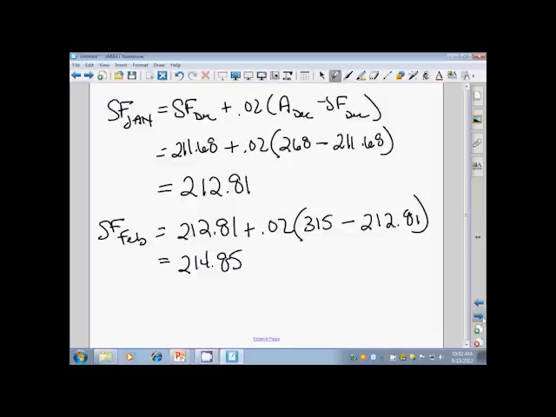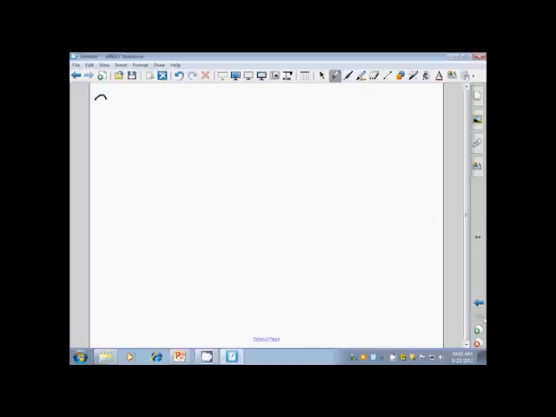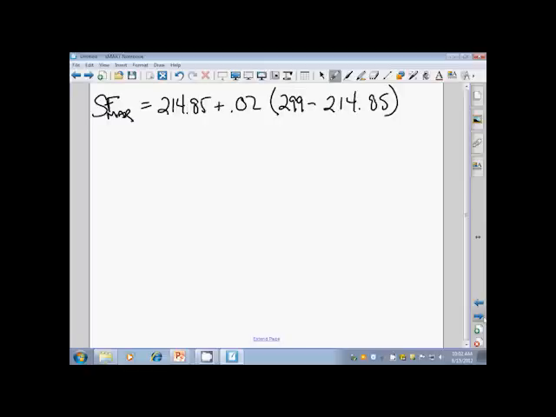I can go on and find the smooth forecast for March by plugging in the numbers for February. So I'm going to just move this because of space to the next page and find my smooth forecast for March. That's going to be my smooth forecast from February, 214.85, plus my alpha, 0.02, times the actual from February. That back on our slide was 299. Subtract from that our smooth forecast from February, which was 214.85. Again, if I work it backwards on my calculator, 299 minus 214.85 multiplied by 0.02 plus 214.85, I end up with my smooth forecast for March, which is 216.53.